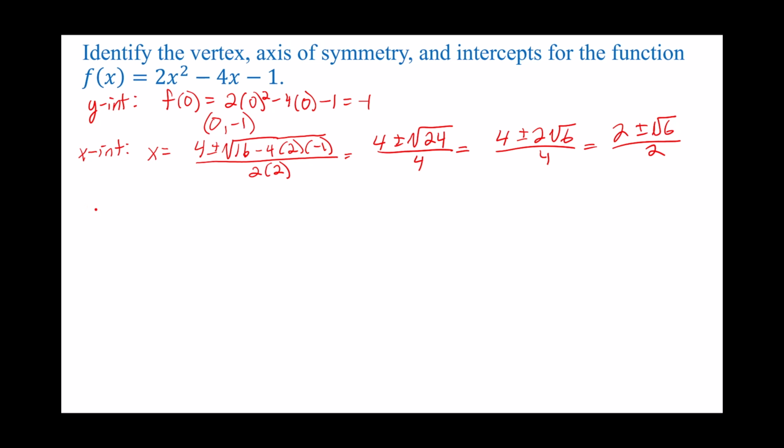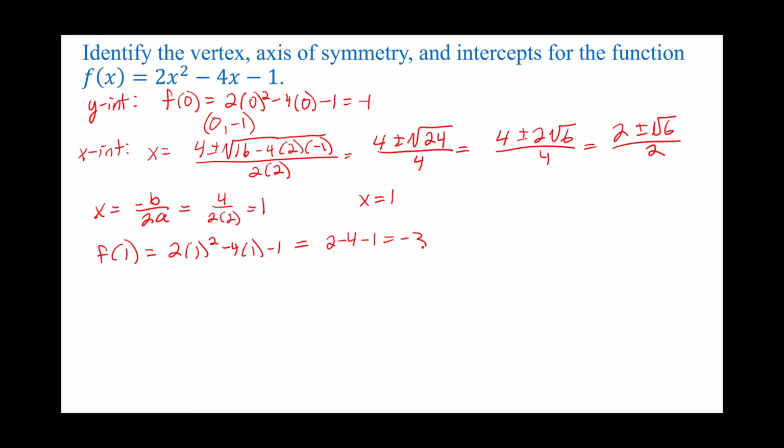So to find the x-coordinate of our vertex and to find the axis of symmetry, we do negative b over 2a. So negative 4 over 2 times 2, which is 1. So our axis of symmetry is x equals 1. And to find the y-coordinate of the vertex, we find f of 1. So 2 times 1 squared minus 4 times 1 minus 1, which is 2 minus 4 minus 1, or negative 3. So our vertex is the point (1, negative 3).